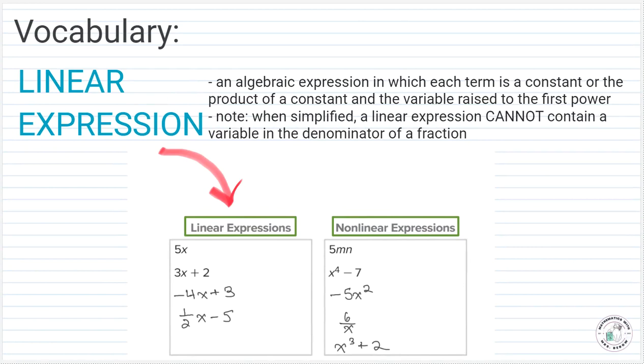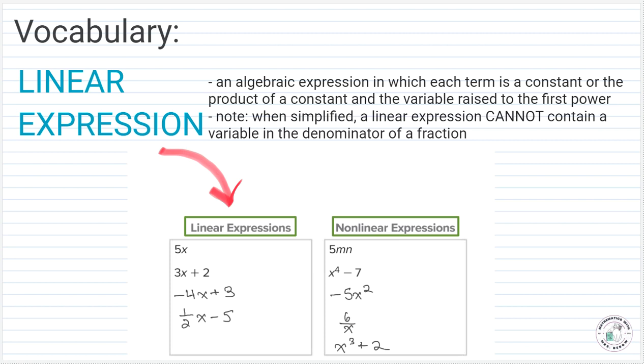A linear expression is an algebraic expression in which each term is a constant or the product of a constant and the variable raised to the first power. Note, when simplified, a linear expression cannot contain a variable in the denominator of a fraction. Just as a reminder of some of our examples, our linear expressions could be something like 5x, so it's a singular term. It could be multiple terms, right? But again, the biggest thing is that the variable is raised to the first power.